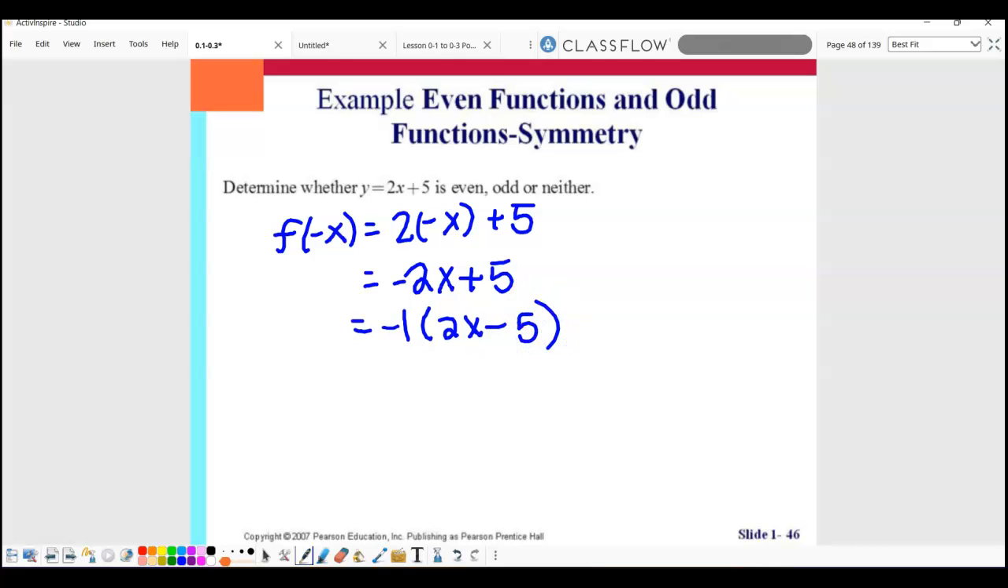Take out a negative 1. Is it negative 1 times the original? So not odd. Therefore, f of x is neither. So it's not that it's not a function. It's just not symmetric. So it just doesn't have any of those symmetry properties.